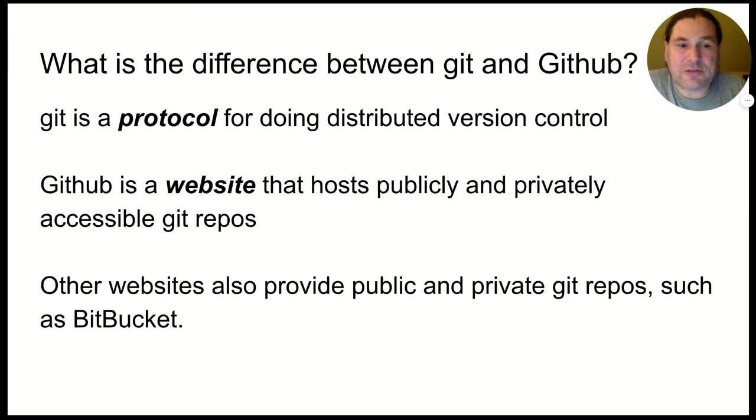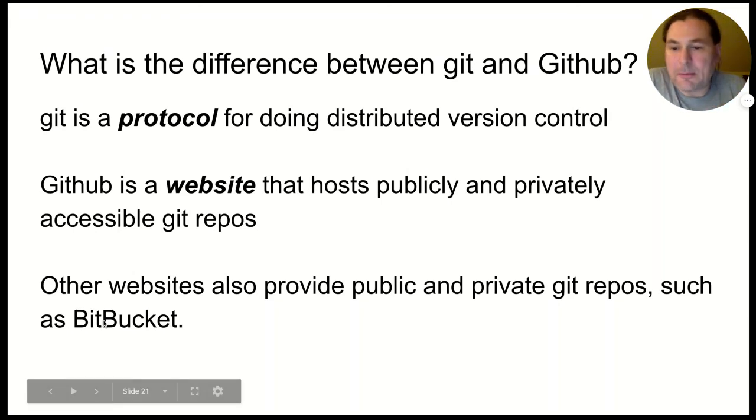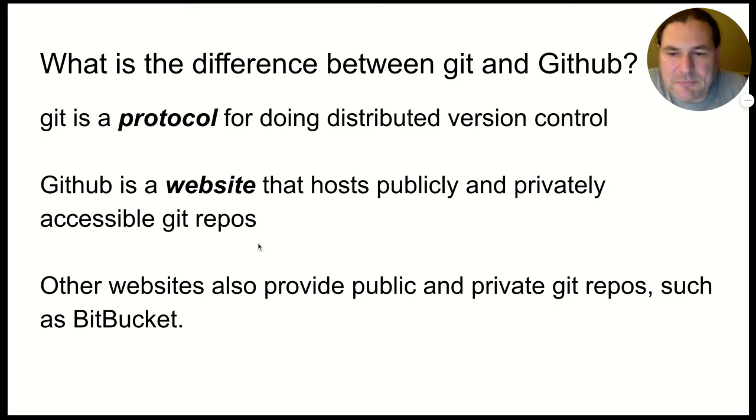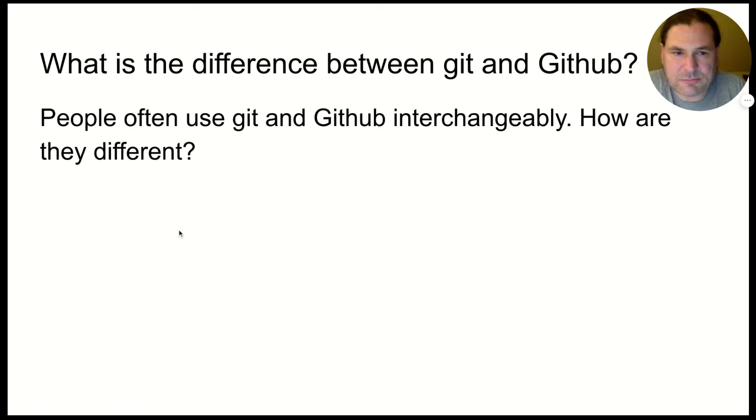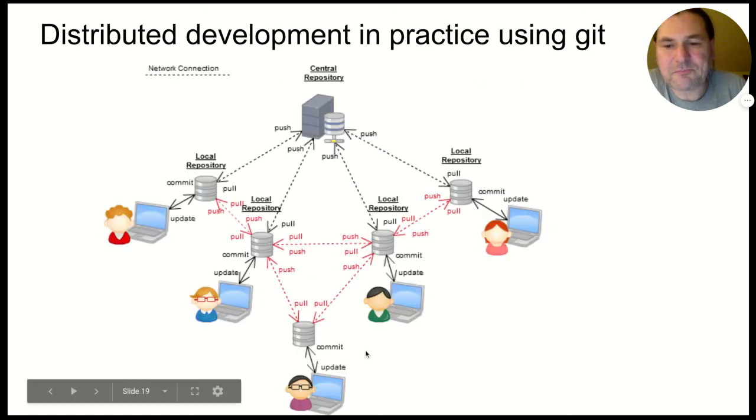It's important to note that GitHub is not the only website that provides public and private Git repos. Bitbucket does the same thing, and Bitbucket is used to host any number of important projects. And so here's the particular problem that GitHub solves. I'm going to go back a slide. Whoops. I'm going to go back 2 slides.